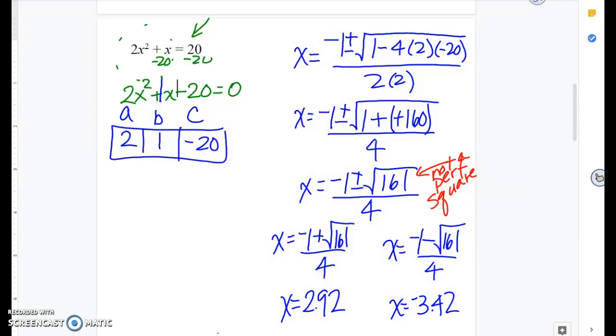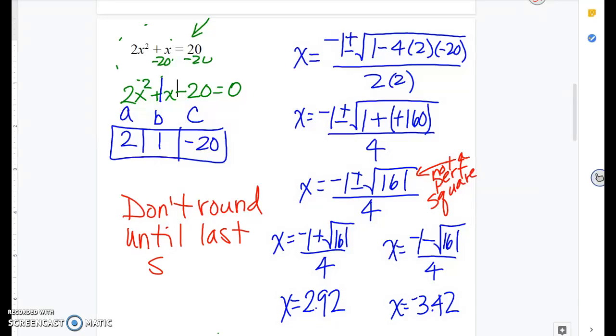Please don't put this into your calculator. Don't round until the very last step. I'm going to put this in red. Don't round until the last step. All right? So put it in just like that, and then round it off at the very end, last step. Only round once, round at the end. That's your mantra, always. So that's how you do this.